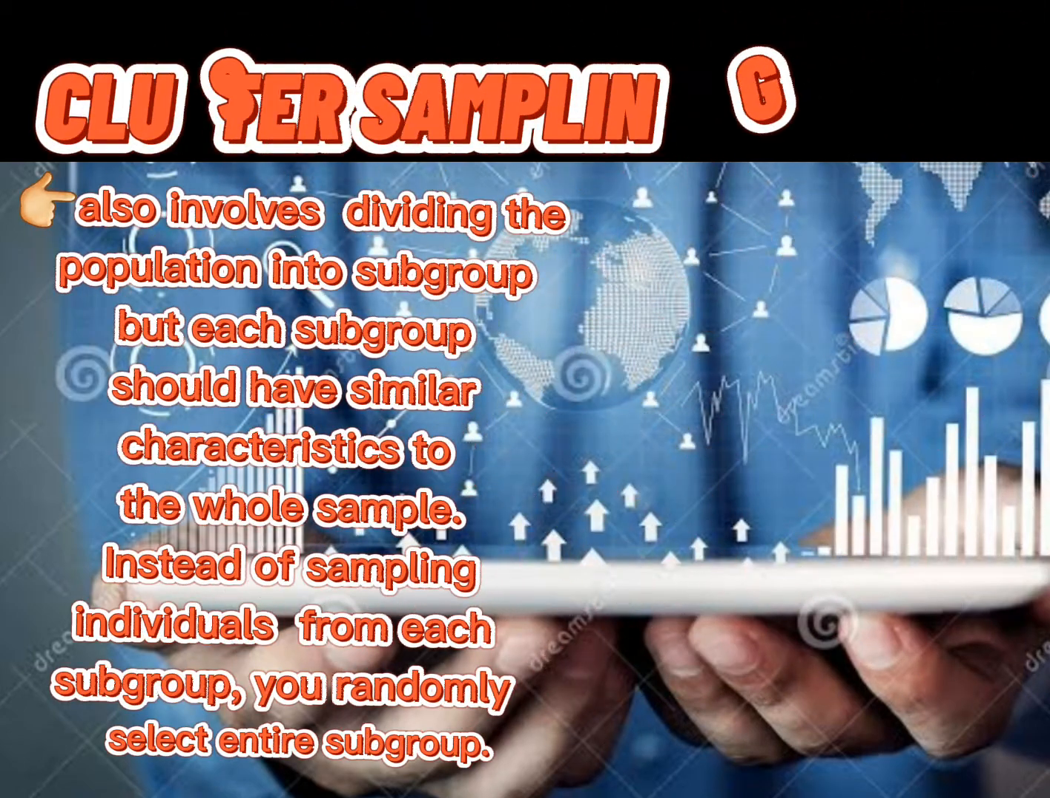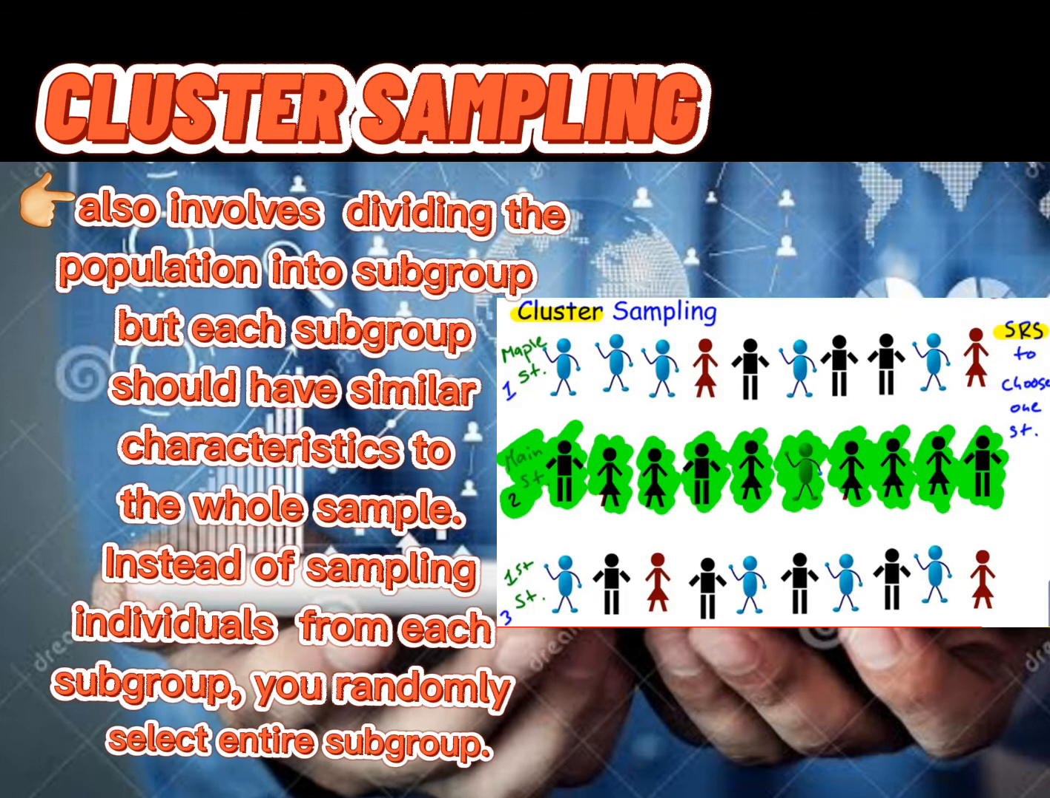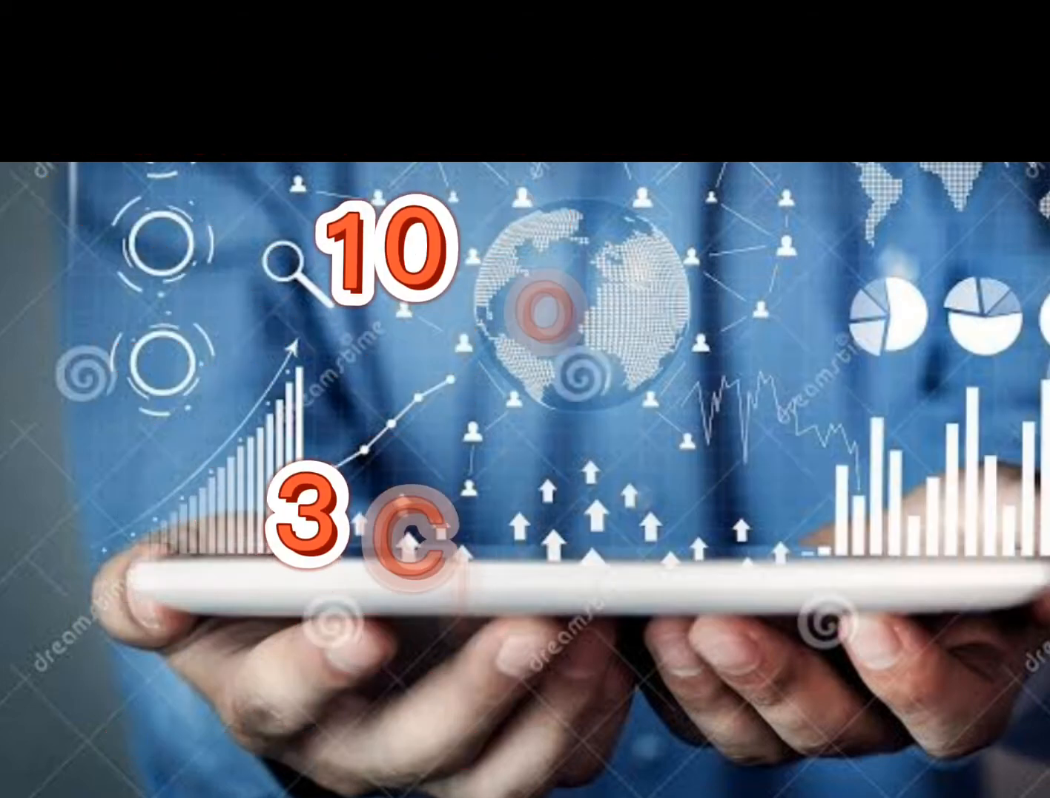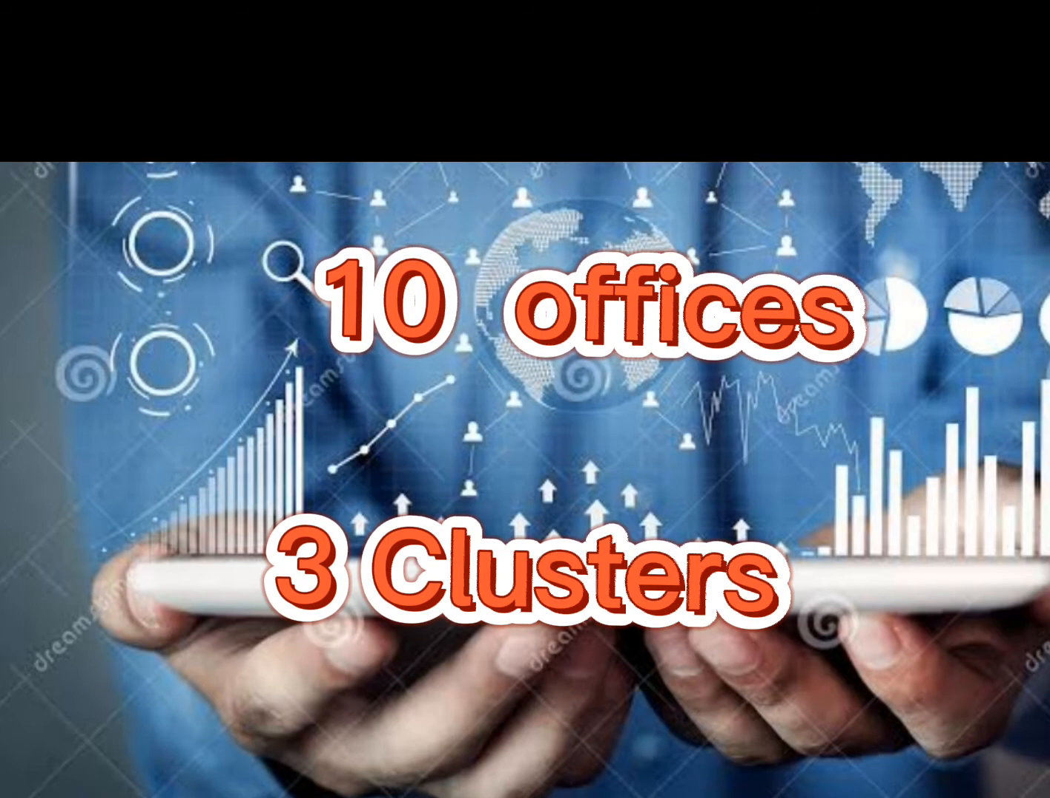Cluster sampling also involves dividing the population into subgroups, but each subgroup should have similar characteristics to the whole sample. Instead of sampling individuals from each subgroup, you randomly select entire subgroups. For example, the company has offices in 10 cities across the country. You don't have the capacity to travel to every office to collect your data, so you use random sampling to select 3 offices. These are your clusters.